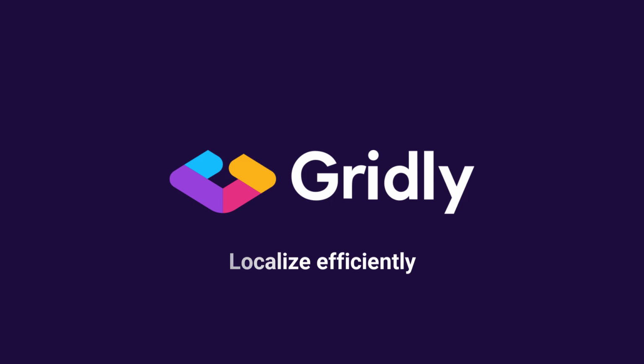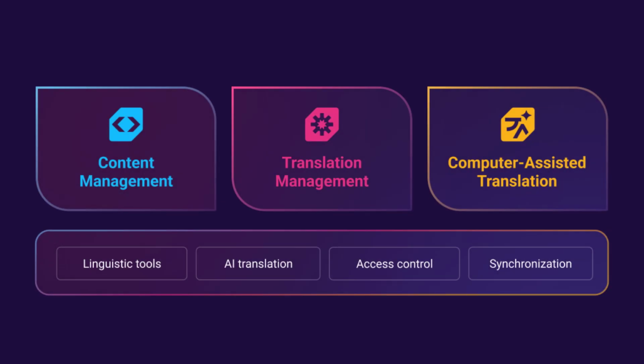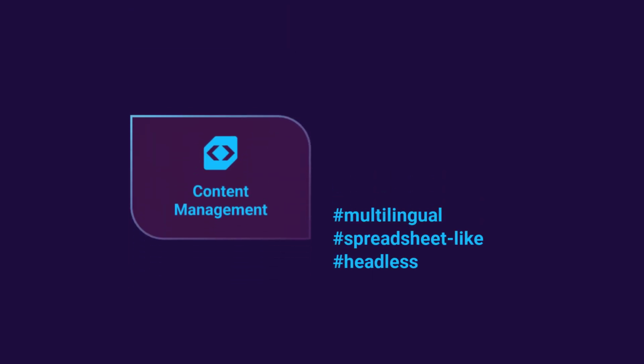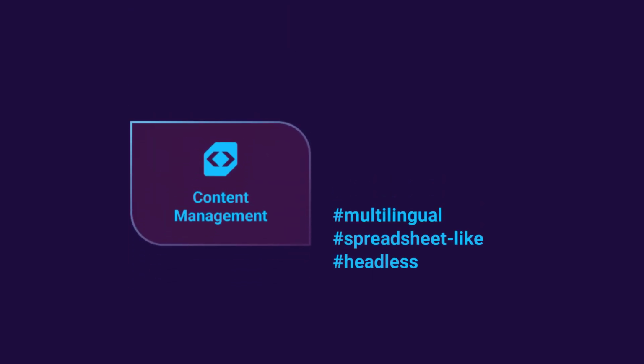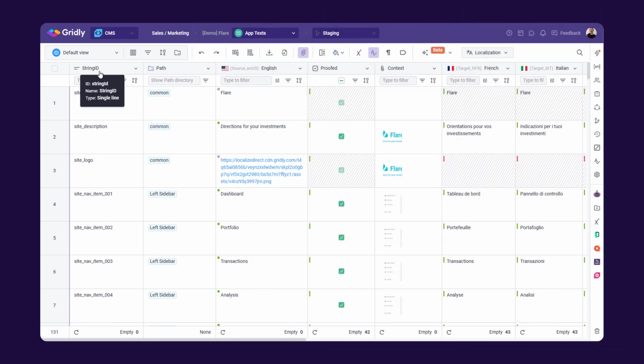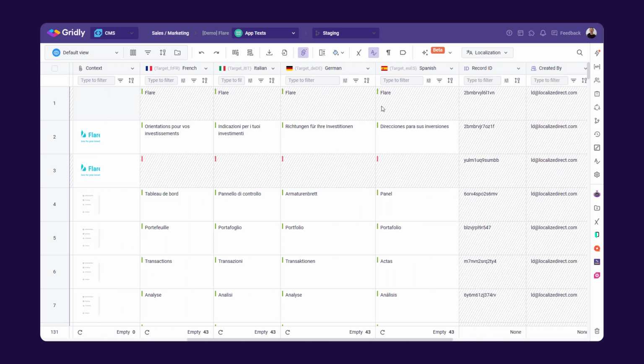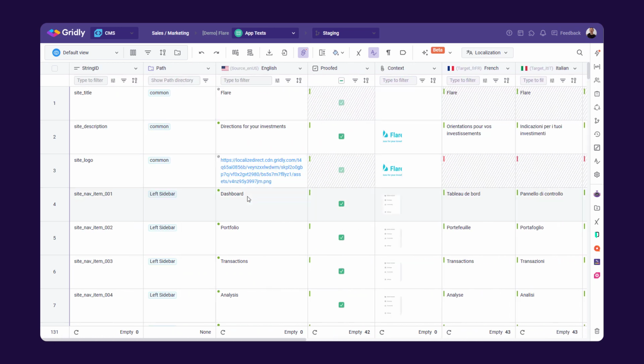Gridly is a localization platform where software companies can manage content and translation efficiently in one place. The Content Management module lets you manage multilingual content in a clearly defined, spreadsheet-like structure. Each column can store a specific data type, like a source or target language, a Boolean, or media files.